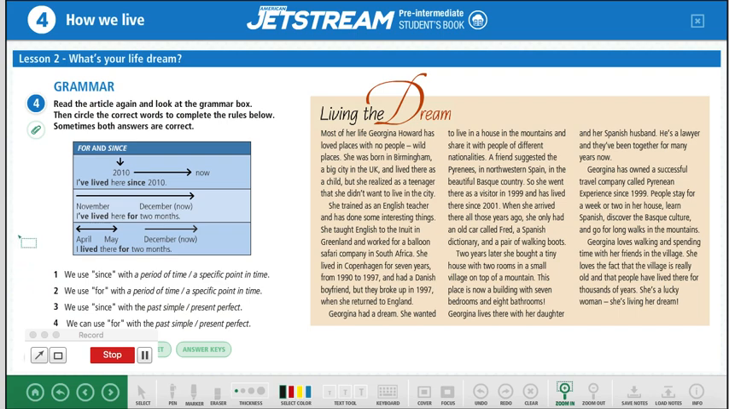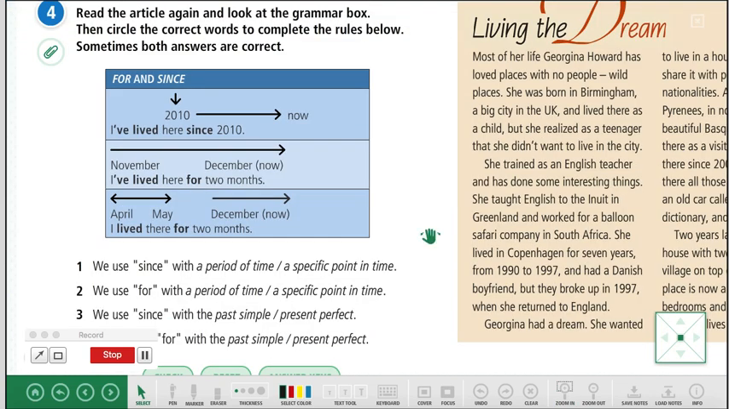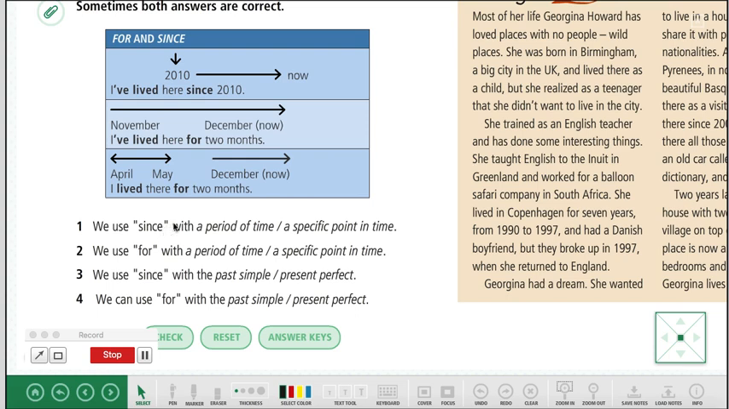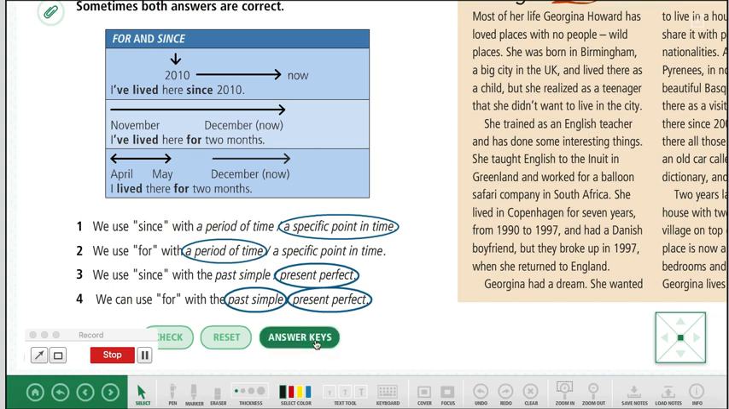So let's see this. Let's practice. Let's see if we learned very well. We use since with a period of time or a specific point in time. What do you think? Okay? Yes, I think it is this one. We use for with the opposite, right? With a period of time. Next, we use since with the past simple or present perfect. I think this one. We can use for with the past simple or present perfect. Could be the opposite, could be both. Look at this.